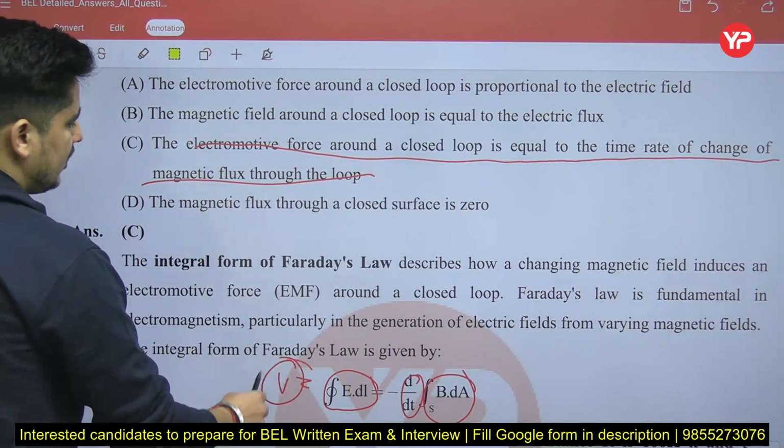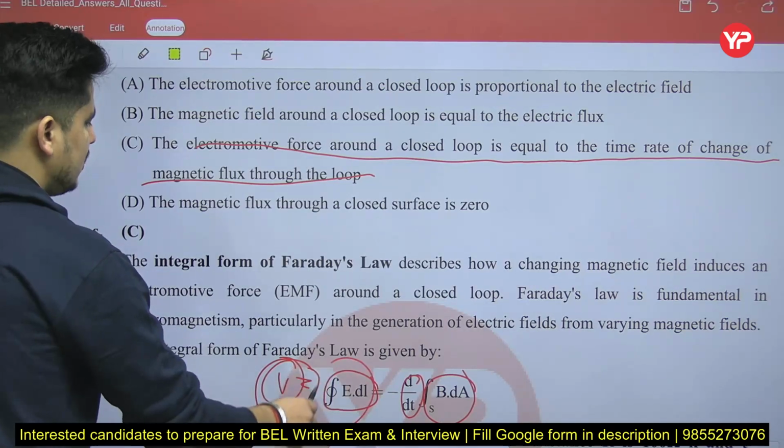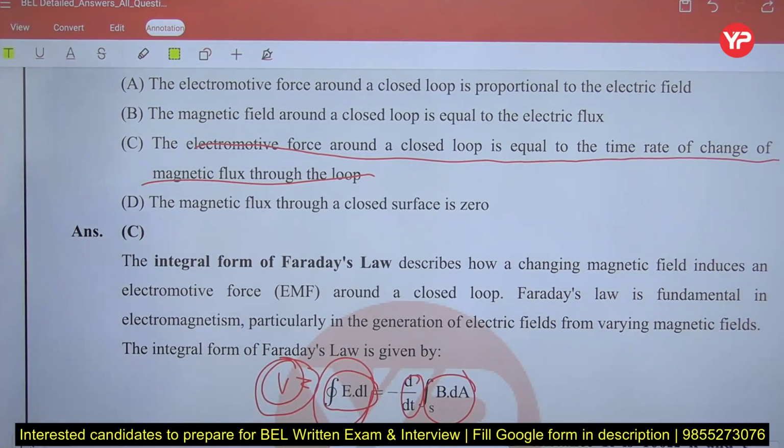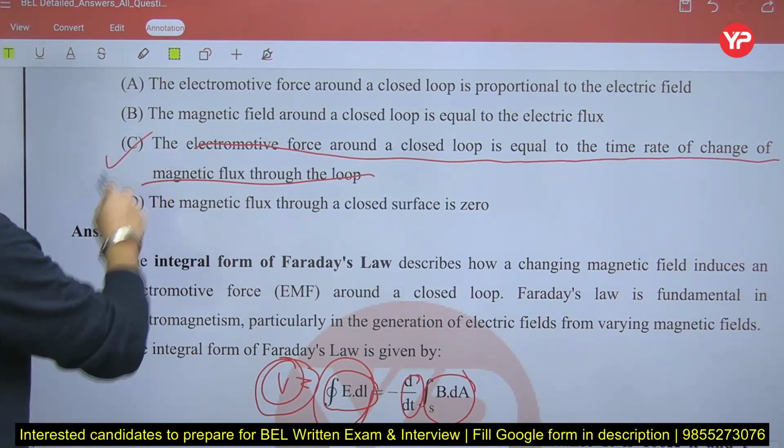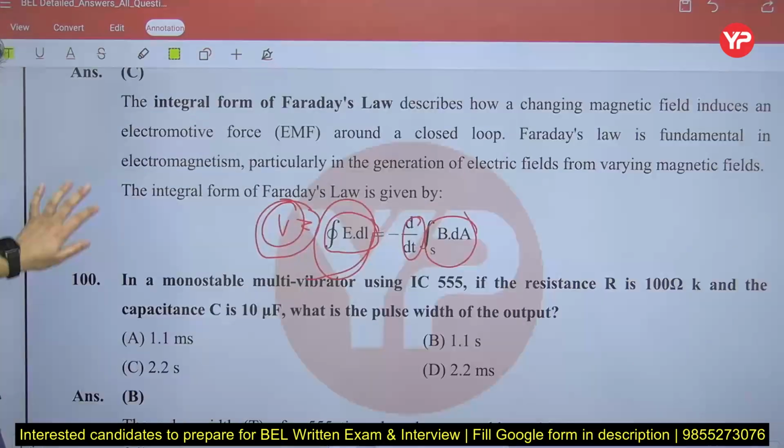See, basically voltage means electromotive force. So this E dot dl represents the electromotive force. So what will be the answer? The answer will be C. See, this is Faraday's law.